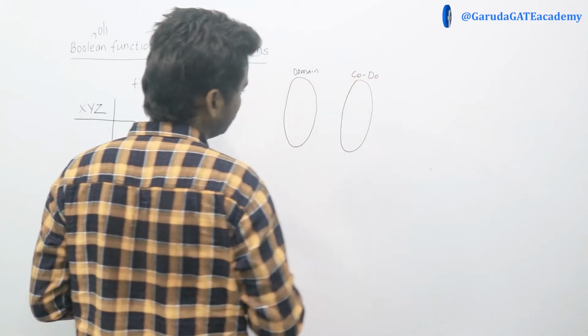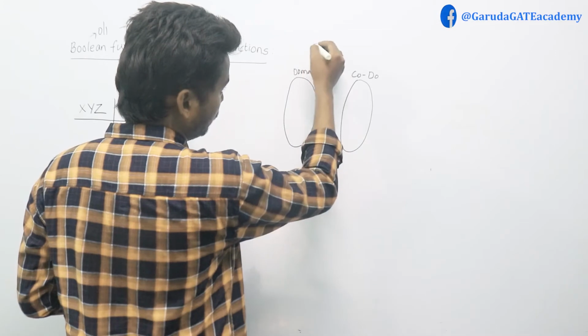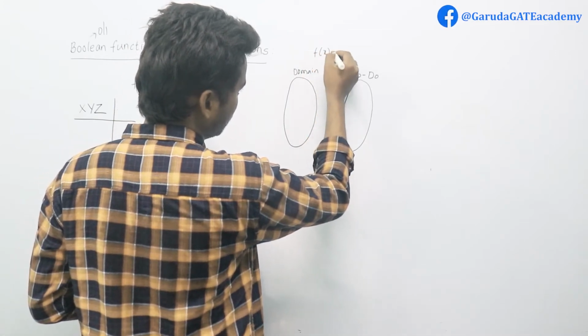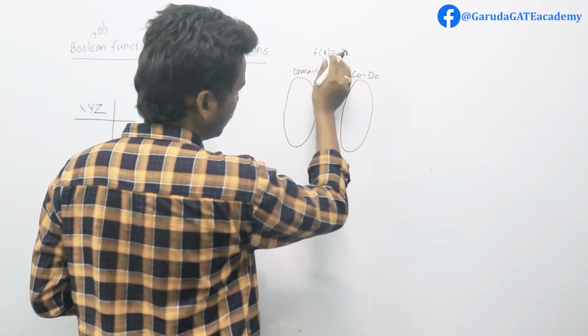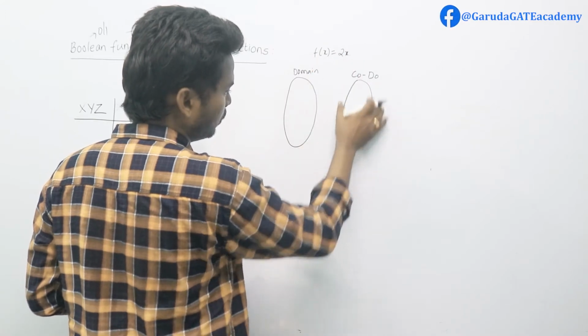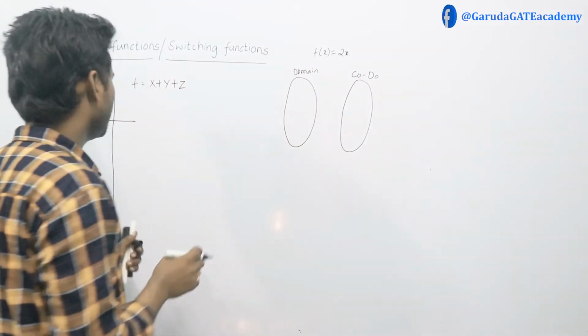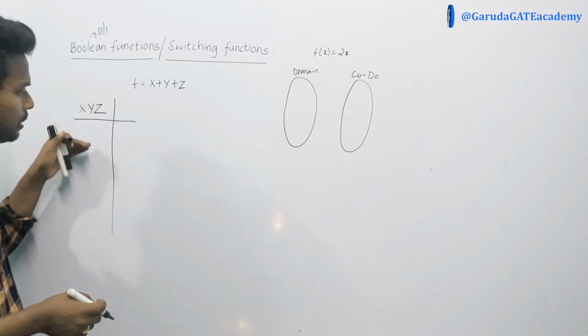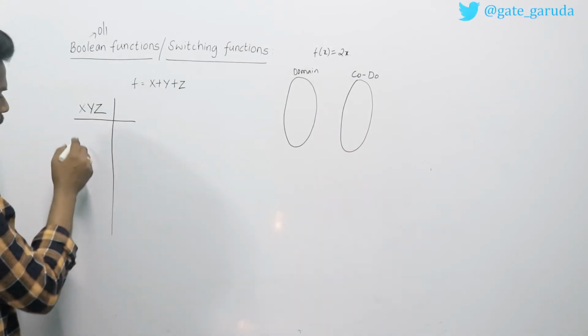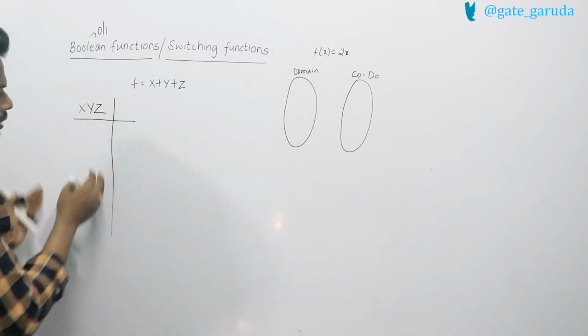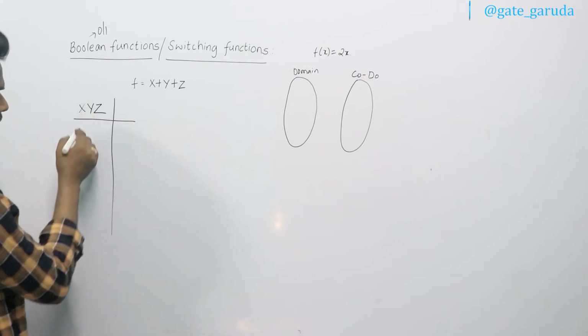Okay, so using the function, we fill the codomain elements. What are the domain elements here? x, y, z are the domain elements. So what are the possible ways of occurrences of the combination of x, y, z?